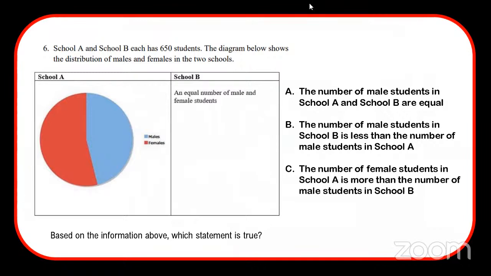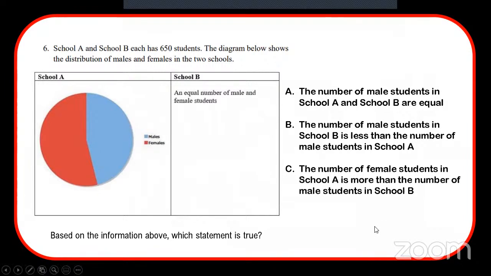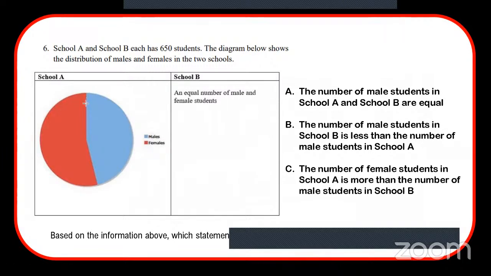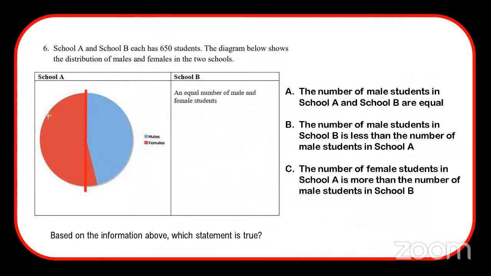I'm just going to go, as you know, I like to model my things. So I will try to draw a line here to see. So here I have divided the pie chart in half, and certainly school A does not have the same amount of boys and girls. Obviously, you have more females than we have males. All right, so let's look at B. The number of male students, so definitely A is false. So I'm just going to put an X here to show that A is false.